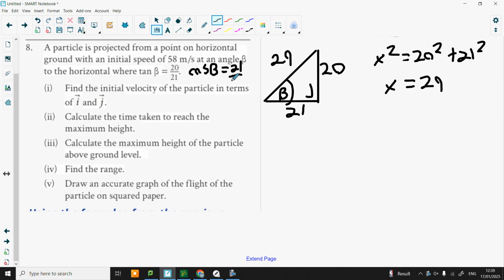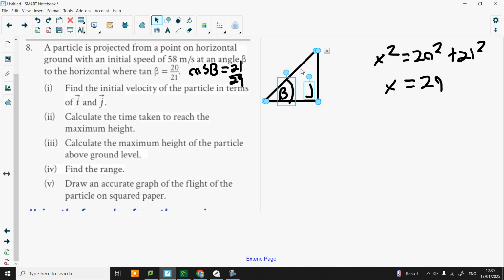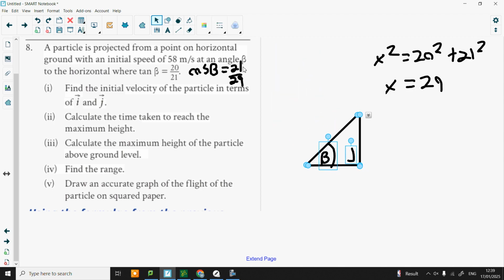21 over 29, and what's sine b? 20 over 29, yeah? Grand. Anybody lost so far? Okay, you've just done that in trig recently, right? So that's all fresh in your mind.